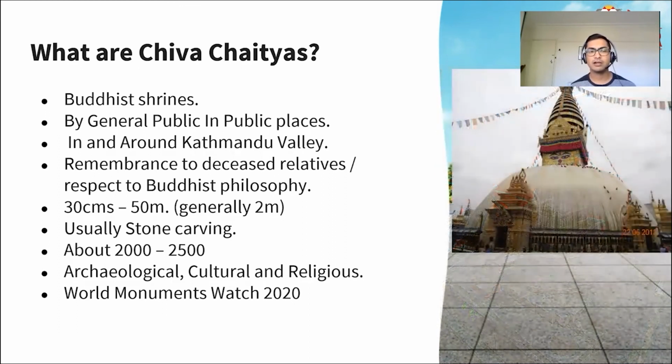Usually, the chivas are 2 meters in height, but some of them can be about 30 centimeters or even as large as 50 meters, such as the one in the picture, which is Swambhu Mahachaitya. Chivas are usually stone carved, but sometimes we can find brick or clay made chivas and chaityas. In terms of numbers, we expect that there are about 2,000 chivas spread all in and around Kathmandu Valley.